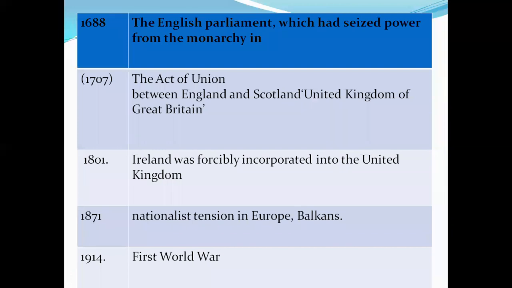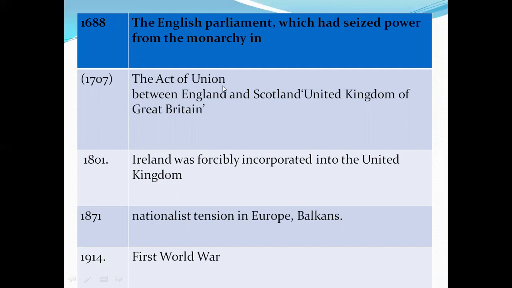Now we'll move ahead to Britain. What happened in Britain? What dates are there? 1688, the English Parliament seized power from the monarchy. Parliament was formed and the power did not remain with the monarch.